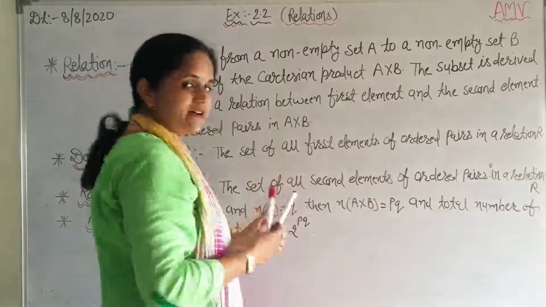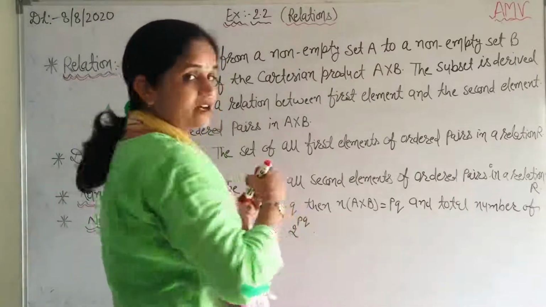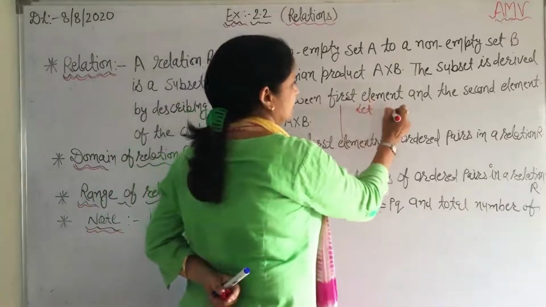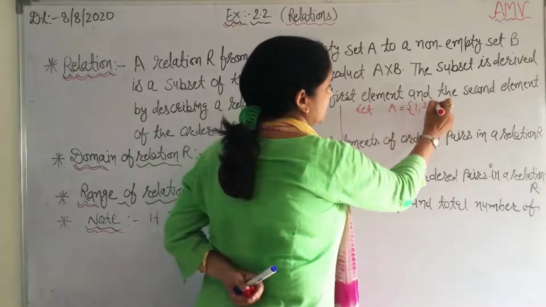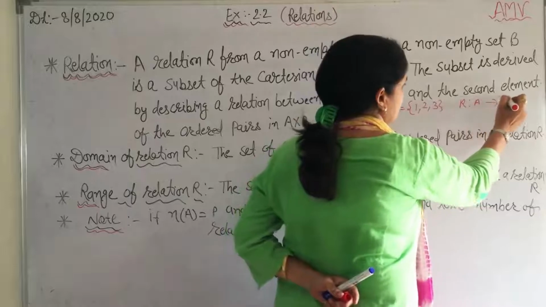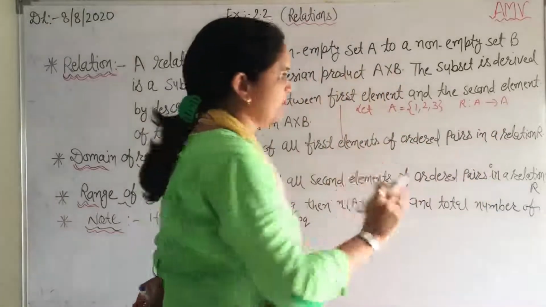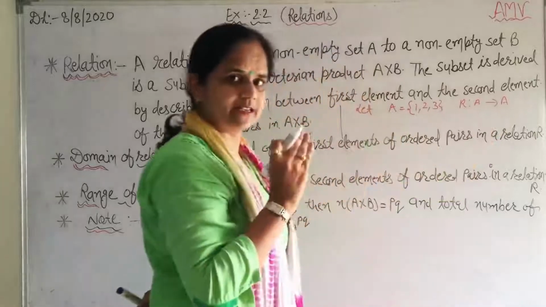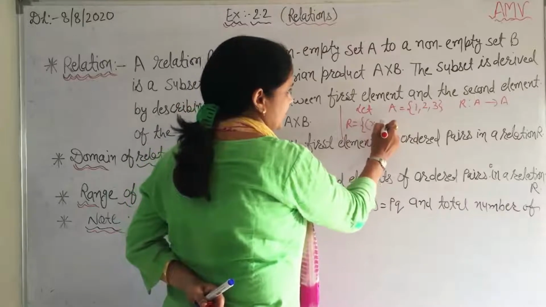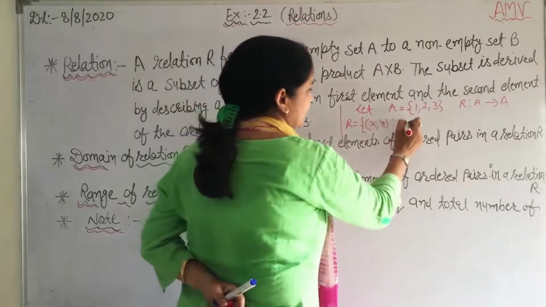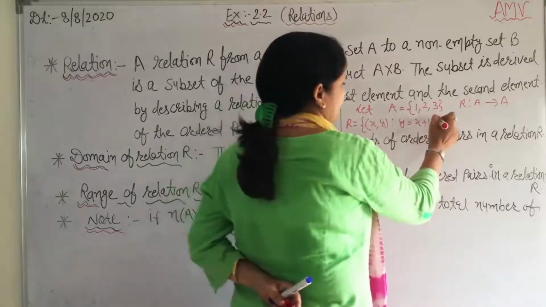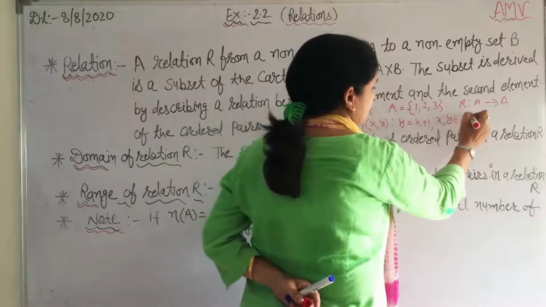Now take an example to try to understand the concept of relation. Let A be the set {1, 2, 3}, and the relation is from A to A. It may also be from A to B, two different sets. The relation is described by the set of (x, y) such that y is equal to x plus 1, where x, y belong to A.